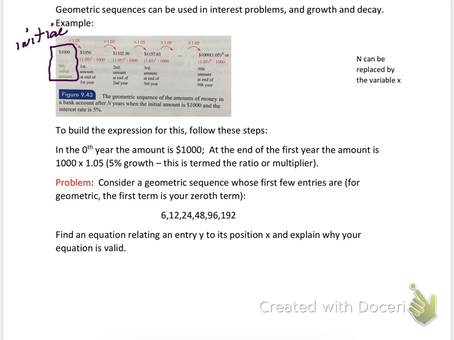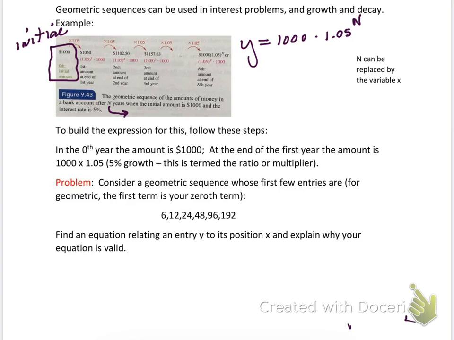So for this first problem, we had an x before, they're going to use n this time. So for a geometric sequence, y is going to equal your initial term, which is right here. And then you're going to multiply by whatever is being multiplied, which is 1.05, and you're going to raise that to the term. So n equals the number of the position.